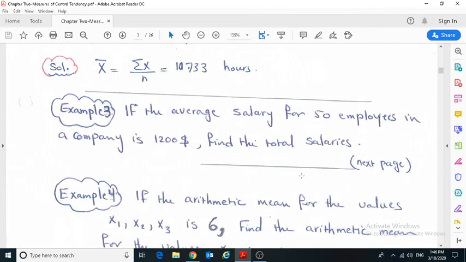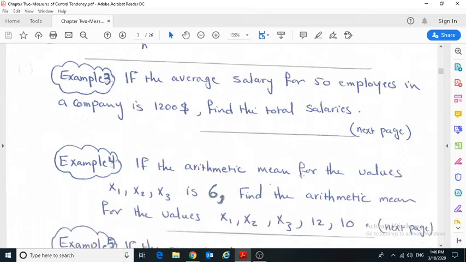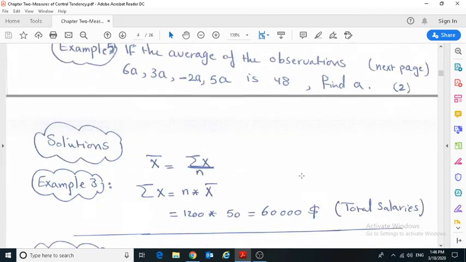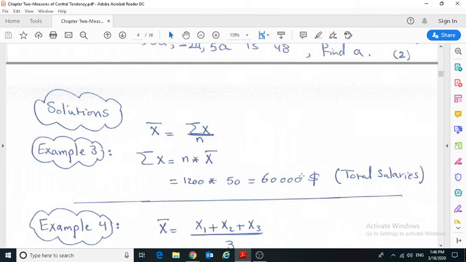For example 3, if the average salary for 50 employees in a company is $1,200, find the total salaries. Solution: x bar is equal to sigma x over n. Since we have x bar and n, we substitute x bar with 1,200 and n with 50. We multiply both numbers and we get $60,000. This is the total salaries.